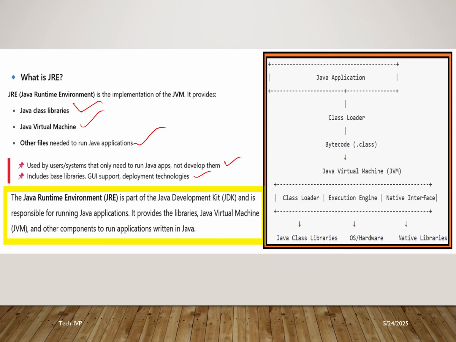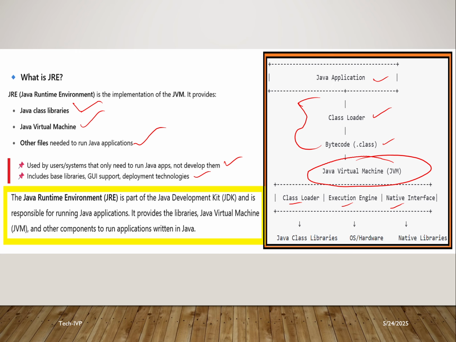So this one is the architecture, guys. Java application, class loader, then bytecode, and after that your JVM will work. And in the JVM, in the last video, we already discussed in detail how the JVM works. JVM has the class loader, execution engine, and it converts into machine language through the native interface. Then your program will be executed.